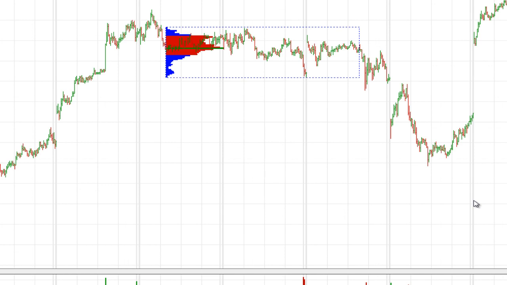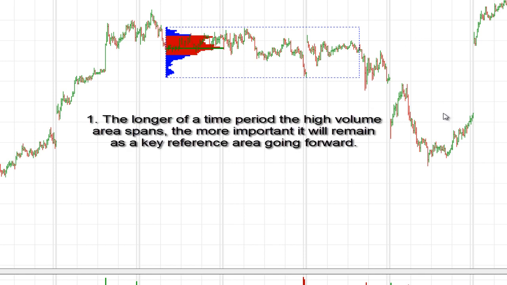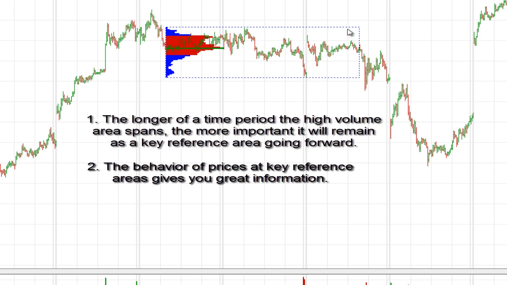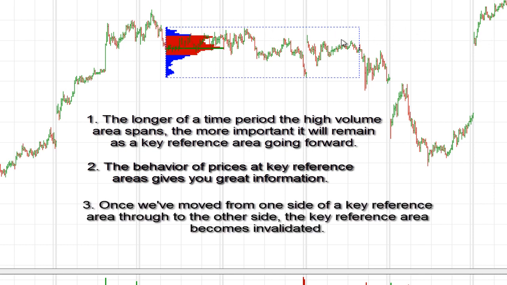So the key takeaways are that, number one, the bigger the high volume node, i.e. the more days it encompasses, the more important this area is, and the bigger of a reaction we can expect there. Number two is that every key reference area gives you information no matter what it does. And number three, once we finally do go through to the other side of a key reference area, it's no longer valid, and we don't look at it anymore. We look at what's happening next and what new key reference areas are being formed.